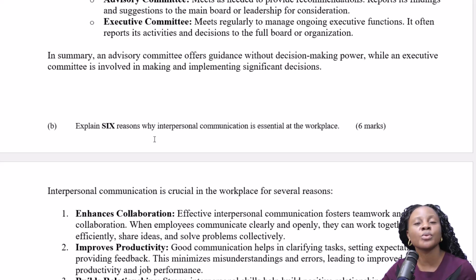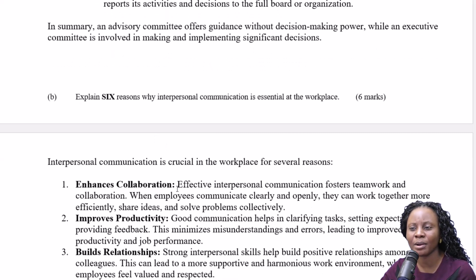So it's always good to have these skills, because they're very much essential in terms of performance and the goals of the organization. So we want to look at the reasons why this kind of communication is essential in the workplace. Number 1, it enhances collaboration. You can only collaborate and cooperate well with others when you can communicate well.